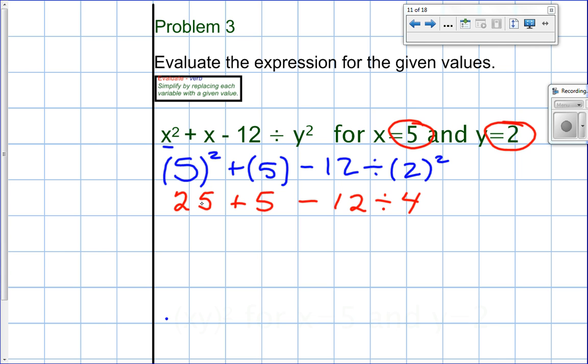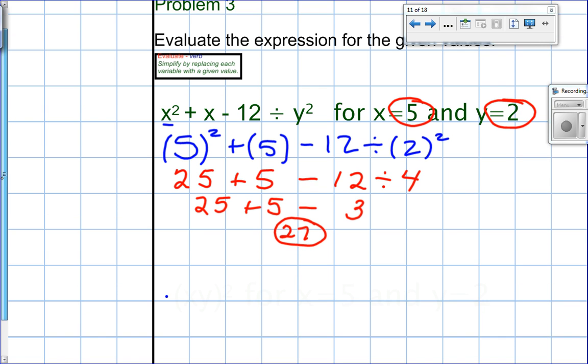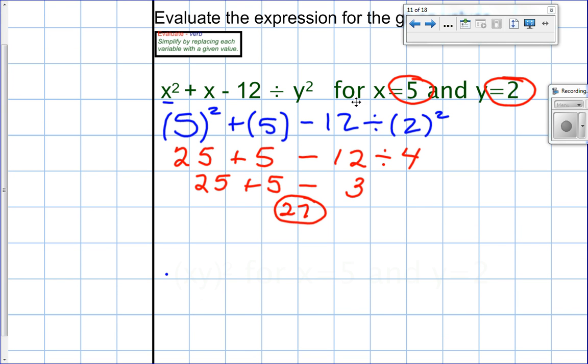Now you're going to look for multiplication and division. This is addition, this is subtraction. Here's your first division. 12 divided by 4 is 3. So I'm just going to rewrite the whole problem. Now you're looking for addition and subtraction. You work from left to right. 25 plus 5 is 30. 30 minus 3 is 27. And that's it. So once again, to evaluate the expression, all you do is replace a letter with a number.